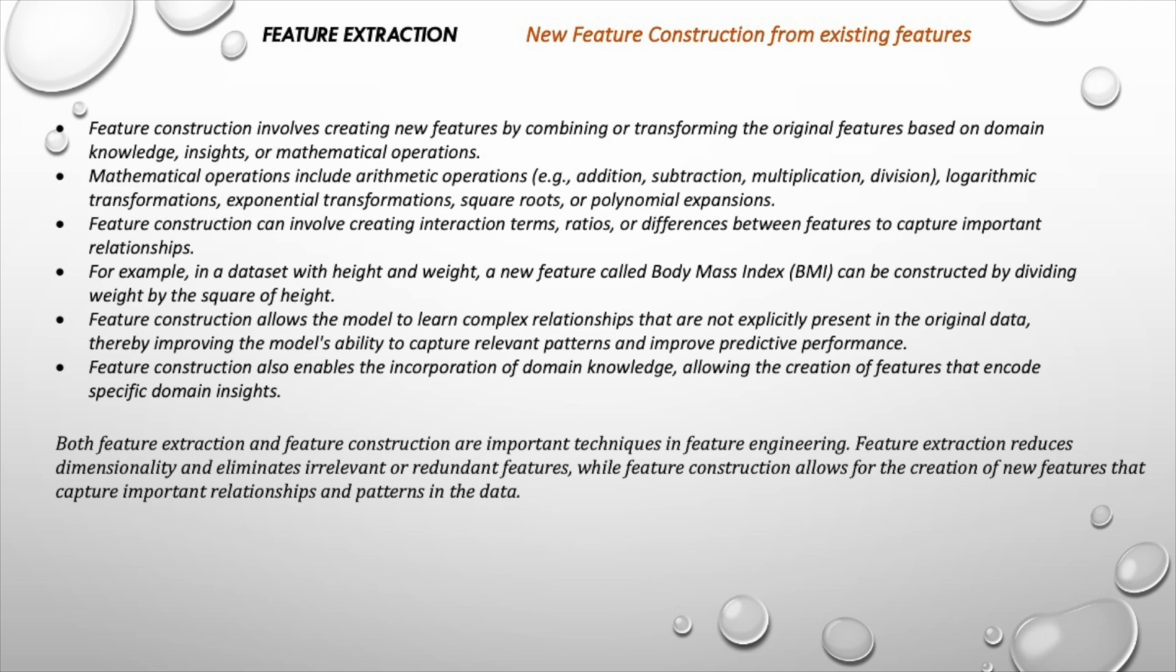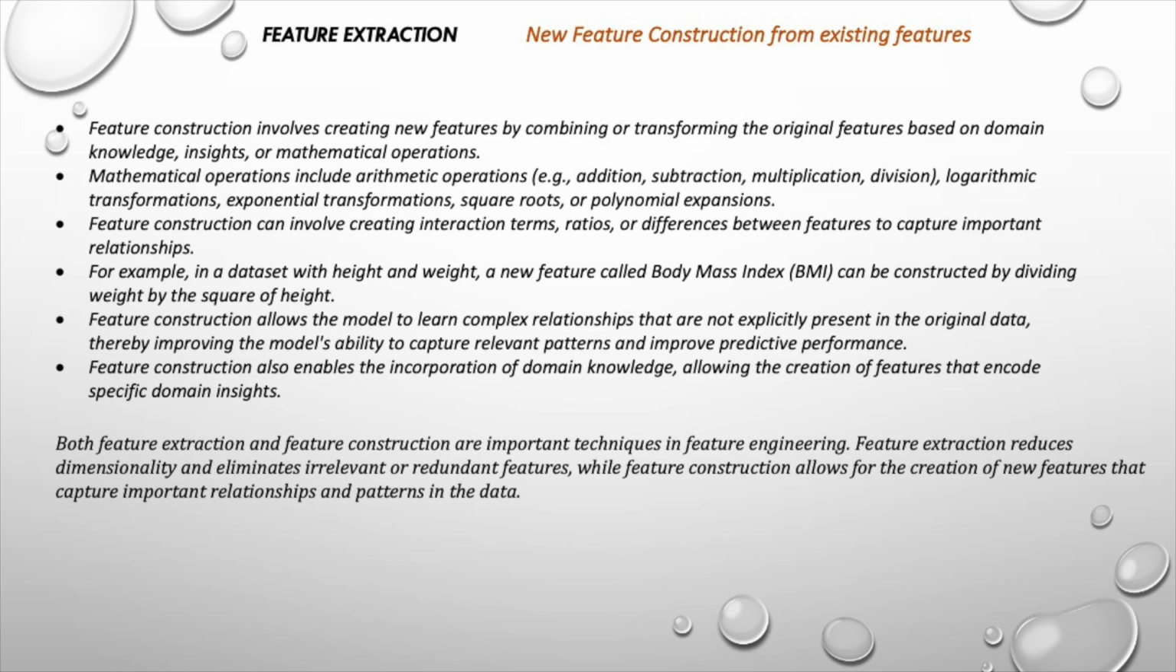For example, in a dataset with height and weight, a new feature called body mass index, BMI, can be constructed by dividing weight by the square of height. Feature construction allows the model to learn complex relationships that are not explicitly present in the original data, thereby improving the model's ability to capture relevant patterns and improve predictive performance. Feature construction also enables the incorporation of domain knowledge, allowing the creation of features that encode specific domain insights.